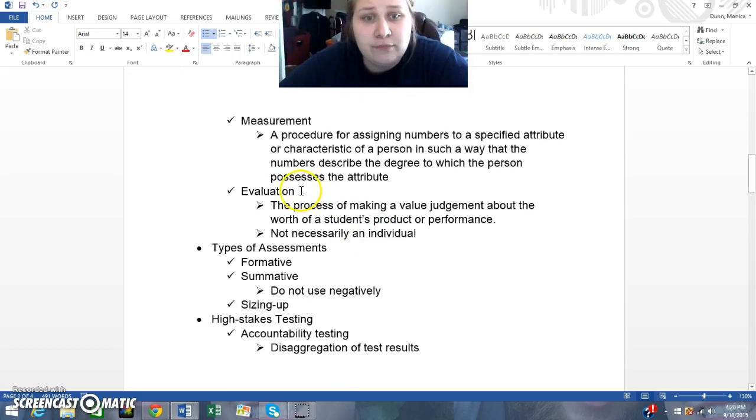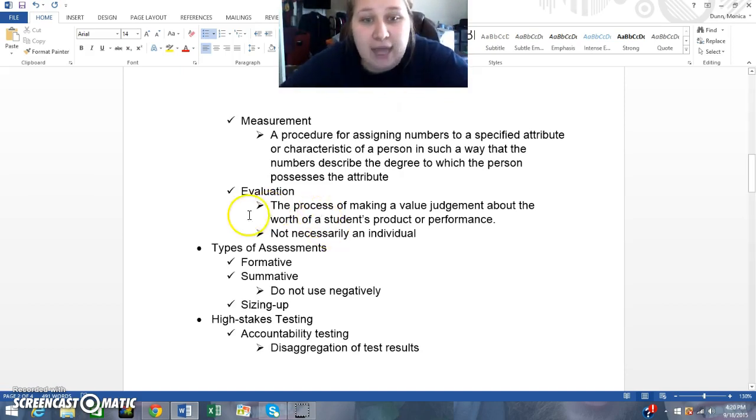Then we have evaluation. That is the process of making a value judgment about the worth of a student's product or performance. Now, this doesn't necessarily have to be an individual. It can be a school or a group of people. It doesn't have to be an individual.